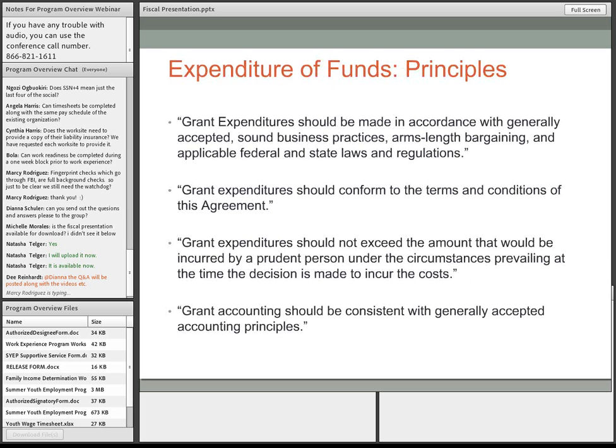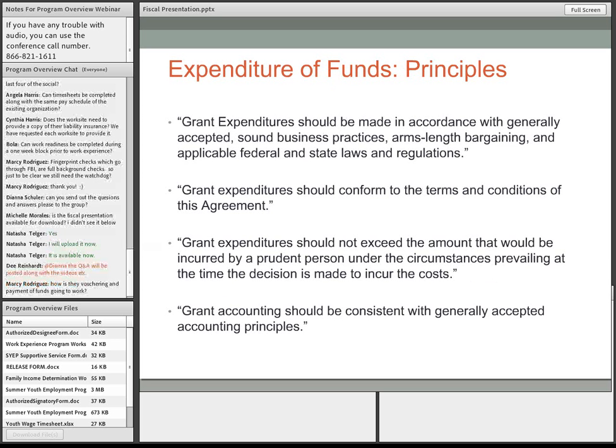Your expenditures should be made in accordance with GAAP, of course, sound business practices, and arm's length bargaining, and any other appropriate federal, state laws and regulations. They must conform to the terms and conditions of the agreement, and your expenditures should not exceed the amount that would be incurred by a prudent person under the circumstances at the time the expenditure is being incurred.